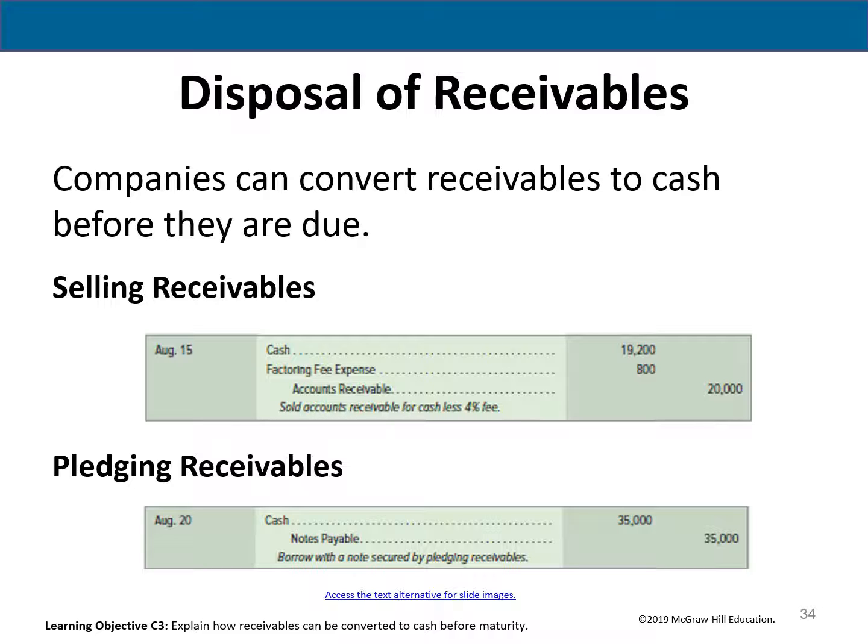$19,200. So sometimes companies who need cash quickly will sell their accounts receivables, even though they have to pay a little bit of money to do it. They need that cash, so they'll factor them or sell them.